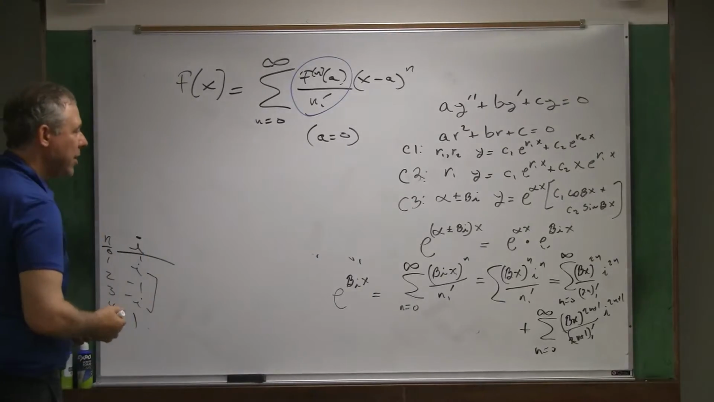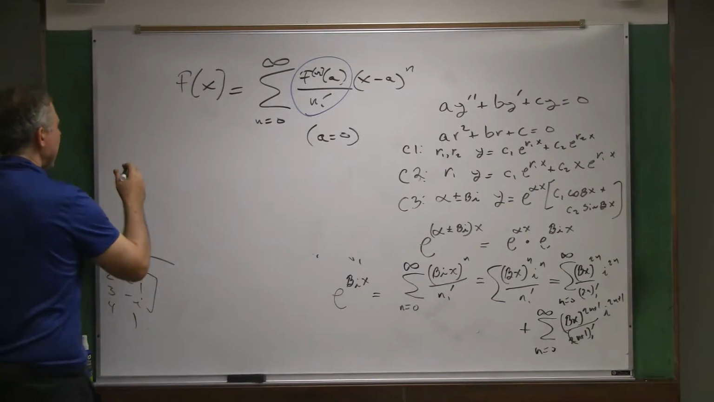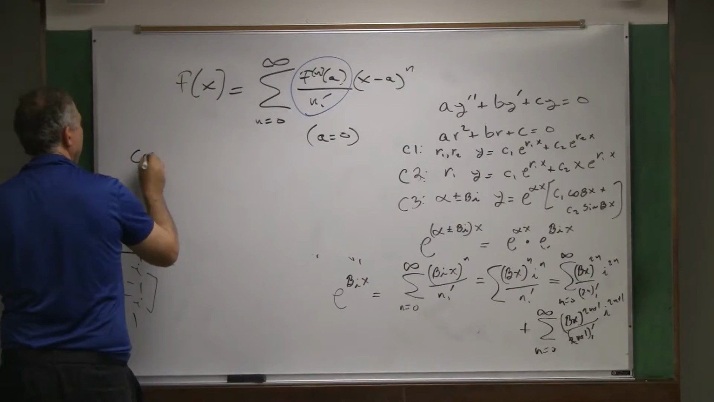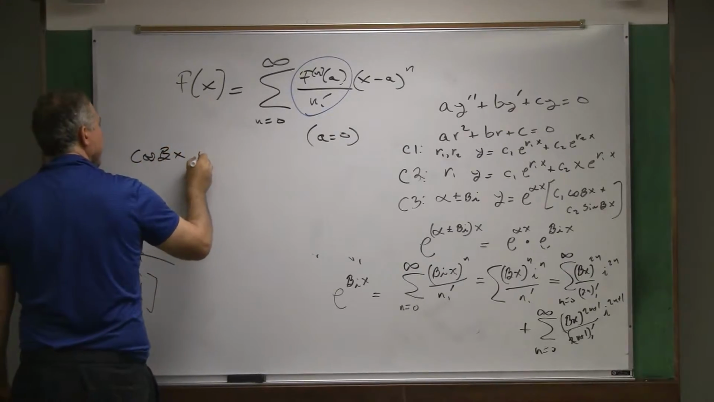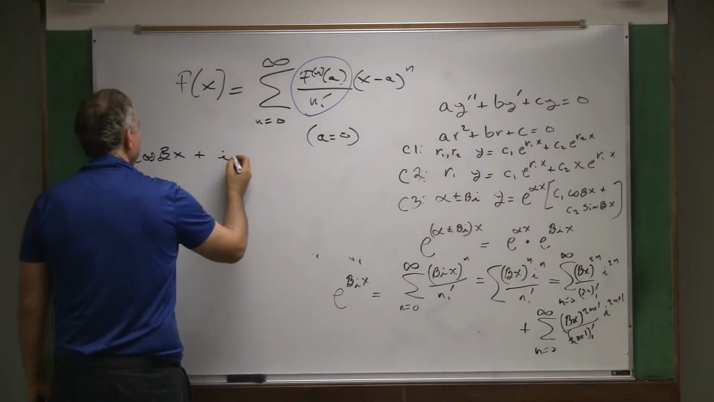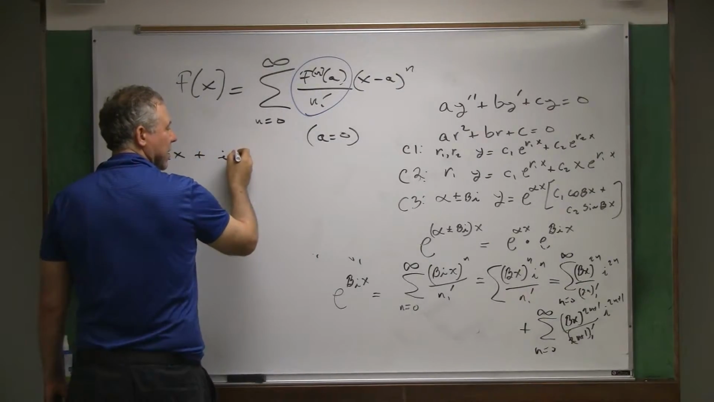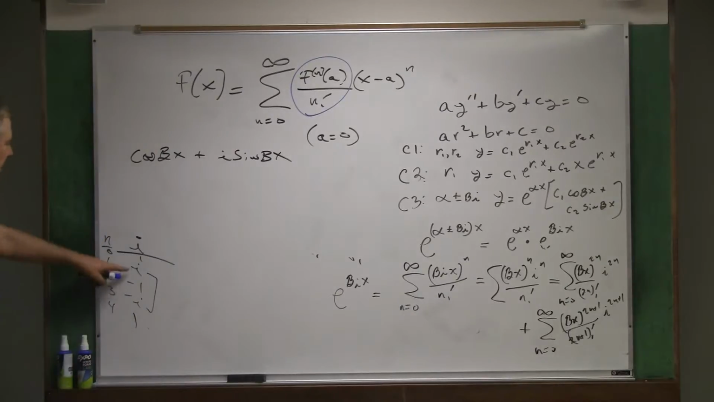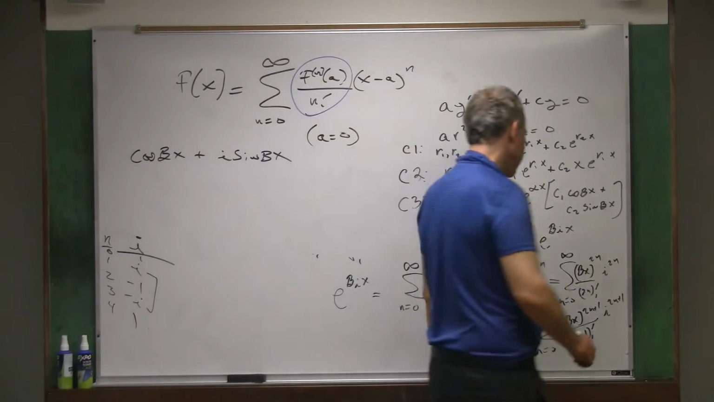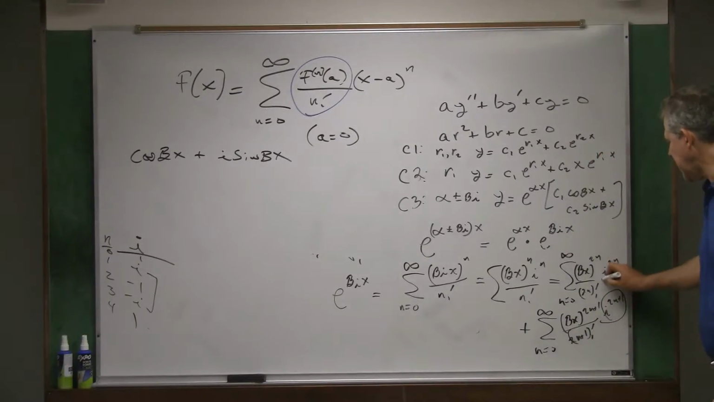So in other words, what we're getting is the cosine of beta x, and then here we're getting i, and we're getting sine beta x, right? Because we're taking this i out. We're getting the alternating sign, yeah? So that's where it's coming from, right? Because this is just an alternating sign.